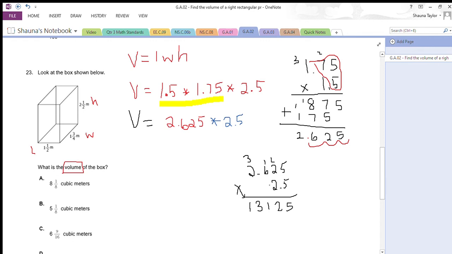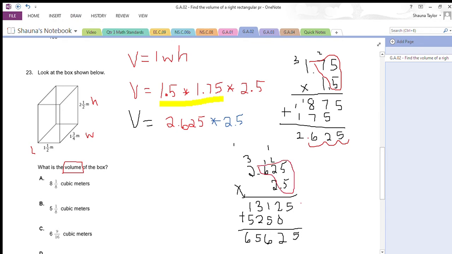Okay, the next row. 2 times 5 is 10. Carry my 1. 2 times 2 is 4. Plus 1 is 5. 2 times 6 is 12. Carry my 1. 2 times 2 is 4. Plus 1 is 5. Add that all up. 5, 2, 6, 5, and 6. Go back and find out how many numbers are behind your decimal.